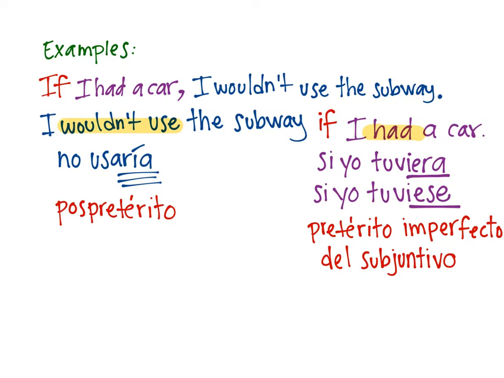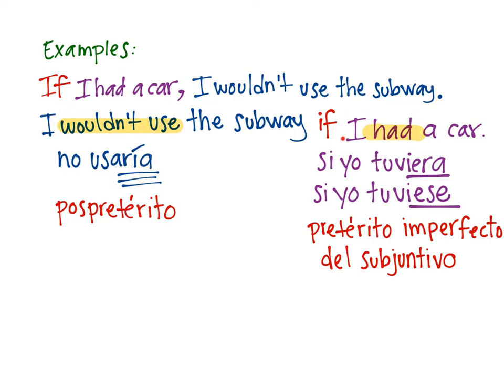So, if we were to translate this sentence, it says I would use the subway if I had a car. It would be yo usaría el metro. So here we have ría. What is that? In Spanish is postpretérito. Can you see?